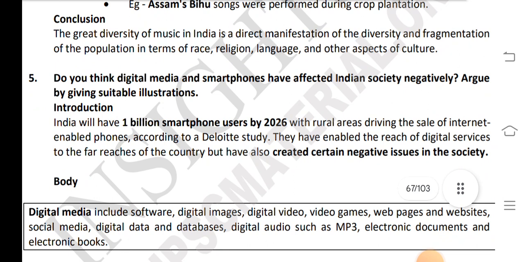Conclusion. The great diversity of music in India is a direct manifestation of the diversity and fragmentation of the population in terms of race, religion, language, and other aspects of culture.